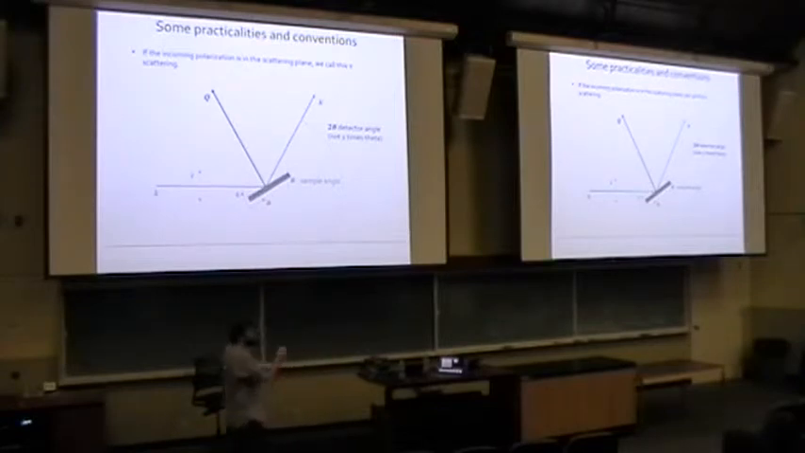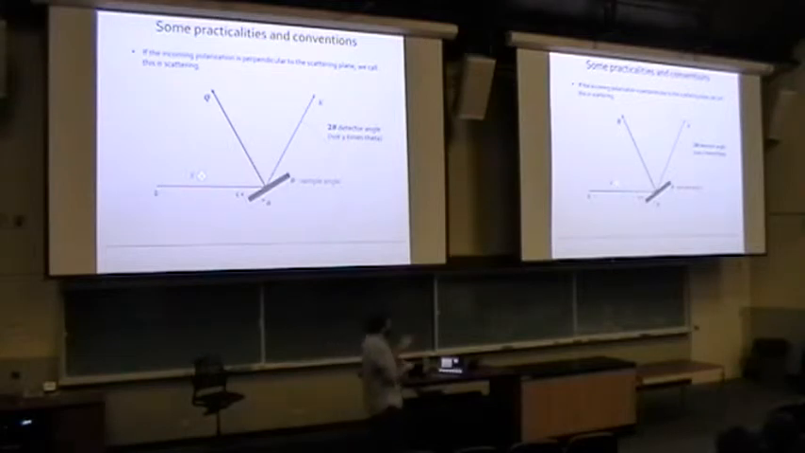Polarizations: depending on how you want the light to couple to the orbitals you're interested in, you may want to take into account the polarization. So if the polarization is in the scattering plane, then this is called pi scattering, and if it's orthogonal to the scattering plane, this is going to be sigma scattering. So just some practicalities in case you're reading papers.